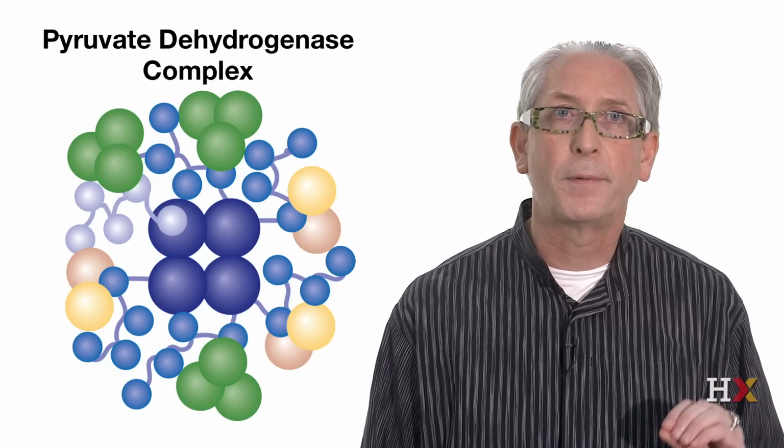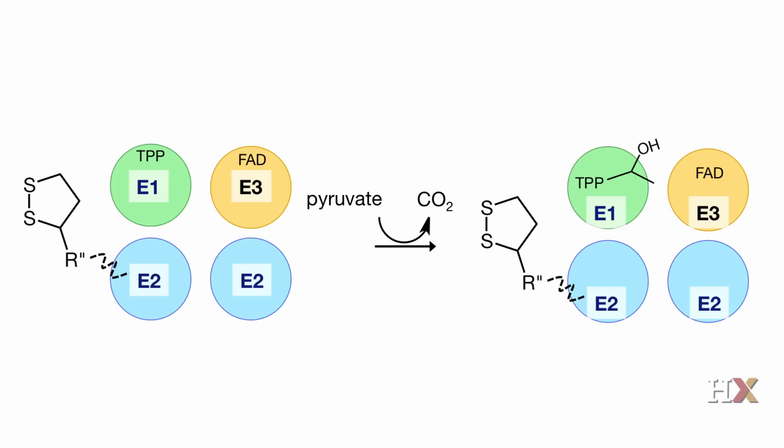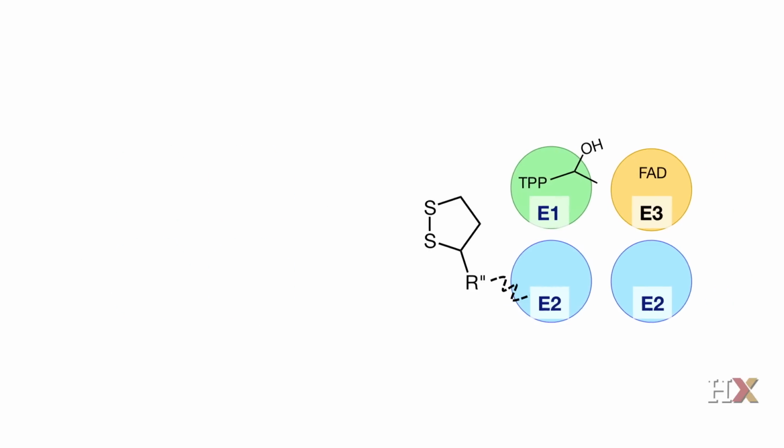So in the first step, you remember that pyruvate binds to the active site of E1. Carbon dioxide is released, and the acetyl group is attached to TPP. The active site of E1 is connected to the surface of E1 by a 20 angstrom long hydrophobic channel. So our hydroxyethyl TPP, the product of the first reaction, is at the bottom of this channel.